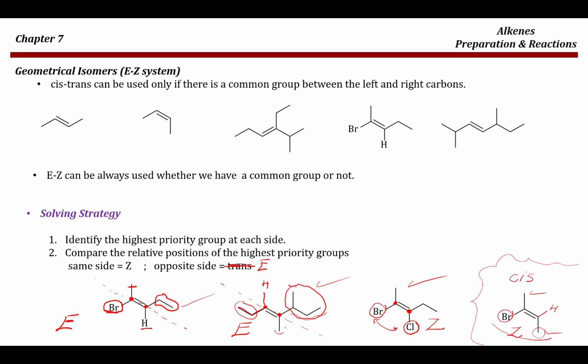Now, just to let you know that it's not necessary, if a compound is cis and we are trying to use the EZ system, that it's going to be Z. No, a cis compound can be Z or E. A trans compound can also be Z or E. Why? Those are two different systems. They are not the same.